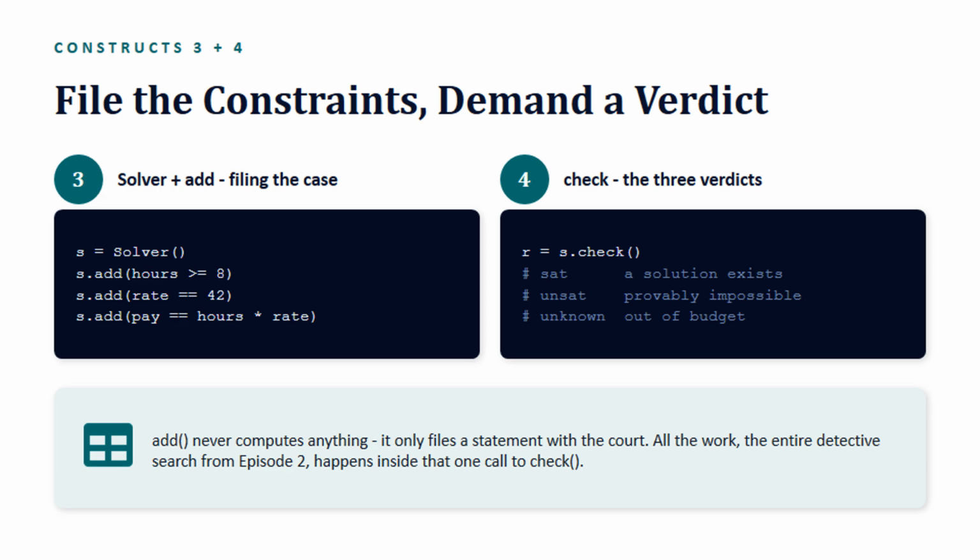And here is a point that trips up every newcomer, so hear it now: add never computes anything. You can file 1,000 constraints and the solver has not lifted a finger. It is a filing cabinet. All of the work, the entire detective search from episode 2, the propagation, the conflicts, the learning, all of it happens inside one call, s.check. And check returns exactly the 3 verdicts you already know: sat, a solution exists; unsat, provably impossible; unknown, out of budget. 2 constructs, and you already have a complete working session with the judge.